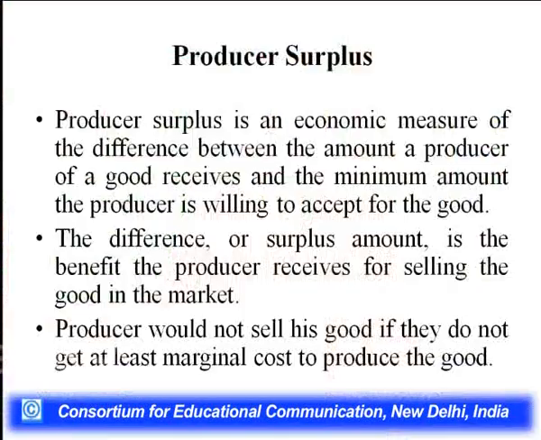And another important application of the demand and supply analysis is the producer's surplus, which is an economic measure of the difference between the amount a producer of a good receives and the minimum amount the producer is willing to accept for the good. The difference or surplus amount is the benefit the producer receives by selling the good in the market. A producer would not sell his good if they do not get at least the marginal cost to produce that commodity.